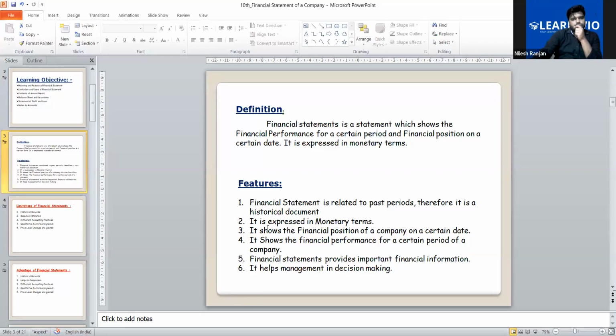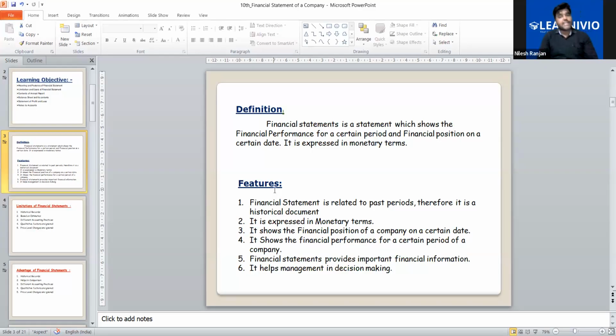I finished writing. Okay. Now we will talk about features. Financial statement is related to a past period. Therefore, it is a historical document. Actually, this is also a limitation of financial statements, we will discuss it later. But what does it mean by historical document? It means it records only the past items which have already happened in the business. It cannot record present or future items. So it is a feature of financial statements that it is a historical document.